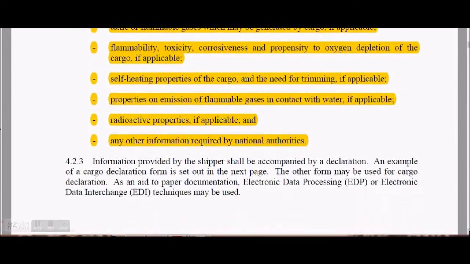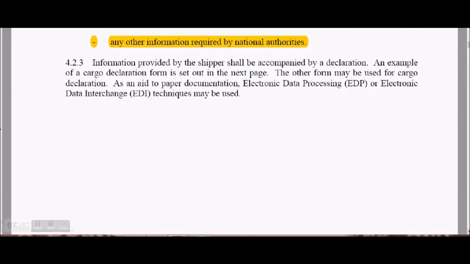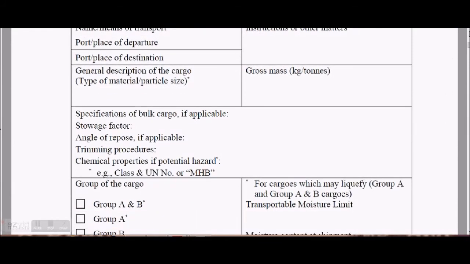So this is the format, how it should be, the form of the cargo information. So how it should be provided. This is the form it has been given.